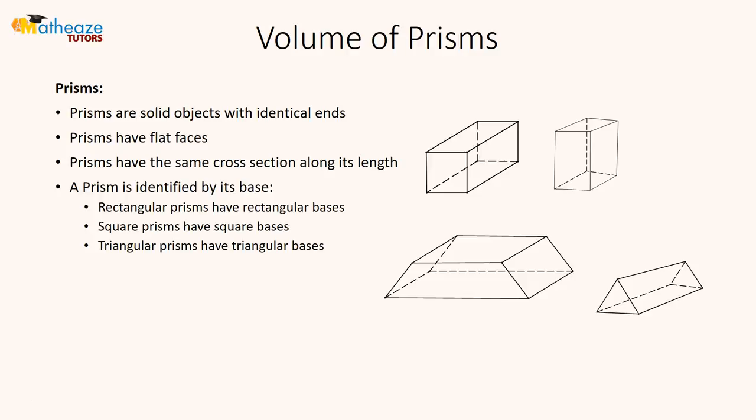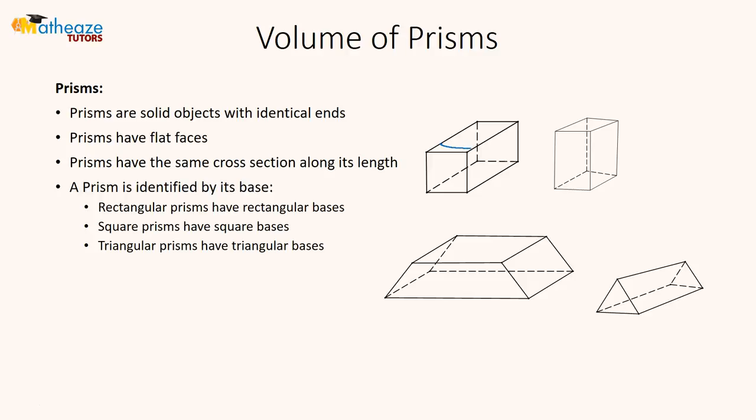So let's look at a prism. A prism is a solid object with identical ends, identical bases. They have flat faces and they have the same cross section along its length. So let's look at the length here. So what it's saying is cross section.